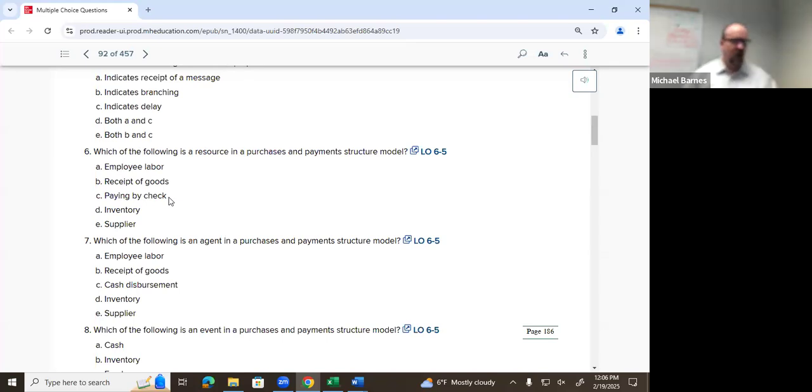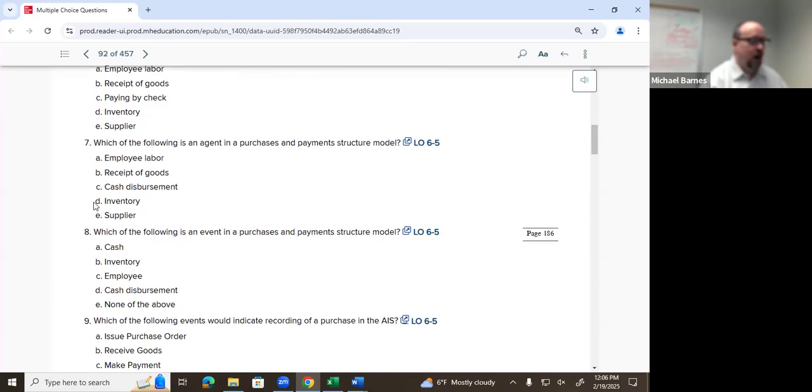Inventory. So inventory, is that going to be in our UML diagram for the purchasing process? Yes. What class is it? It's a resource, okay? And that's what we're actually looking for, a resource within our purchasing process. So D is our answer, but just for context, let's look at E. E, is that going to be in our purchasing process? Yeah, suppliers and vendors are definitely in there. Is it going to be a resource, event, or an agent? Agent, good.